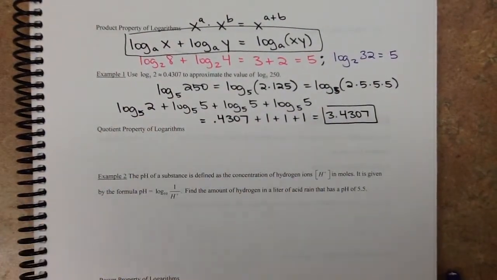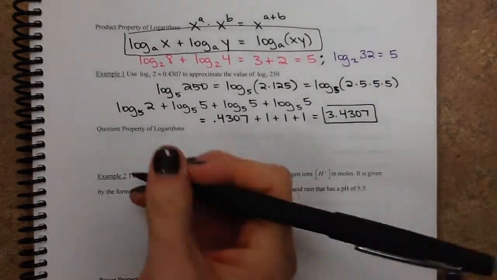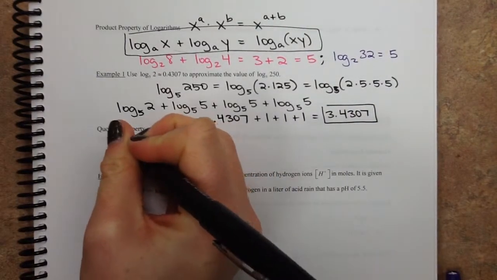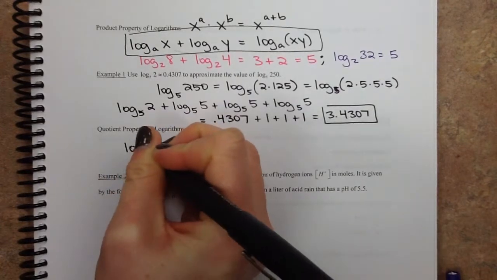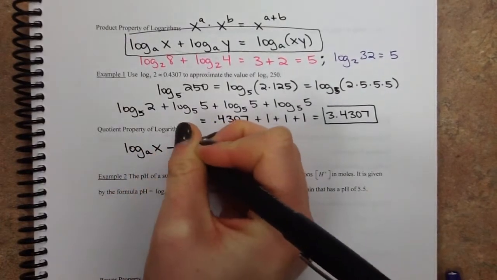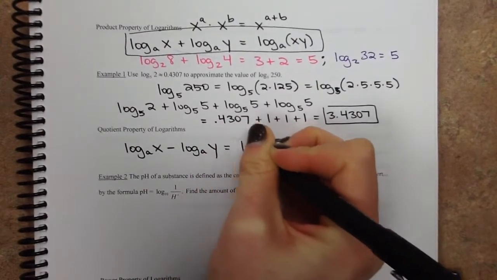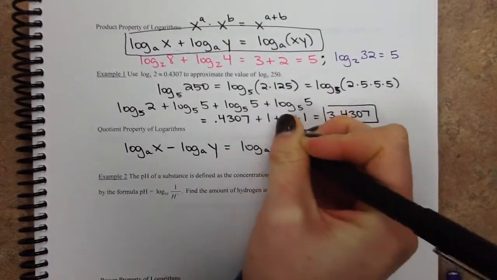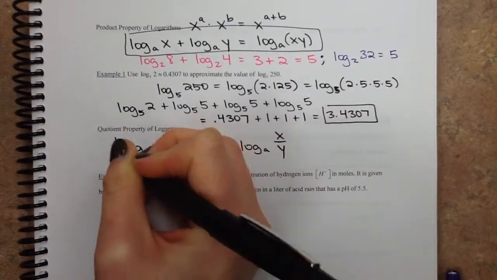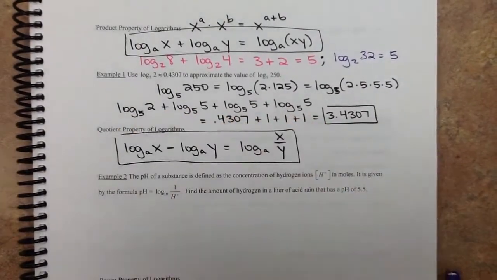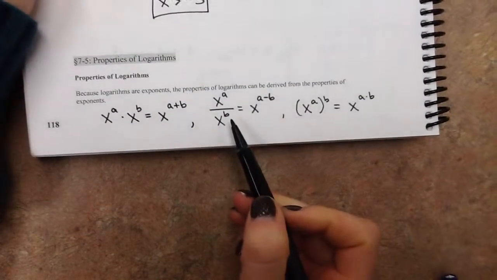That's what this means. Now the quotient property of logarithms, really similar to the quotient property that I had in the previous page. This one says: if I have log base a of x minus log base a of y, it comes out to be log base a of x over y. This is the property that I'm going to be using. Again, it connects really closely back to this property right here.